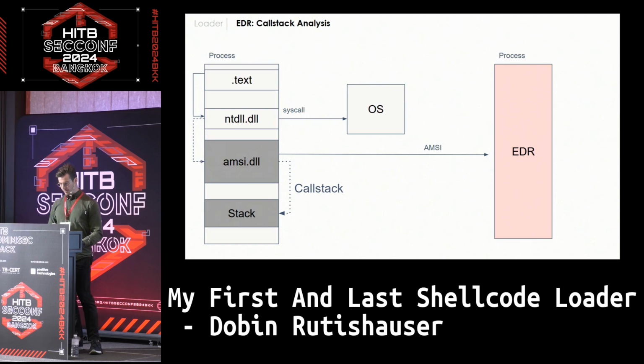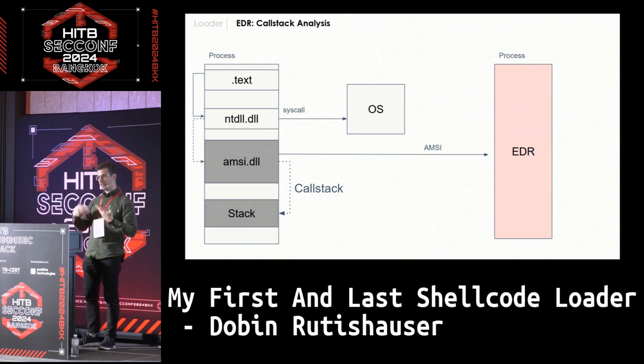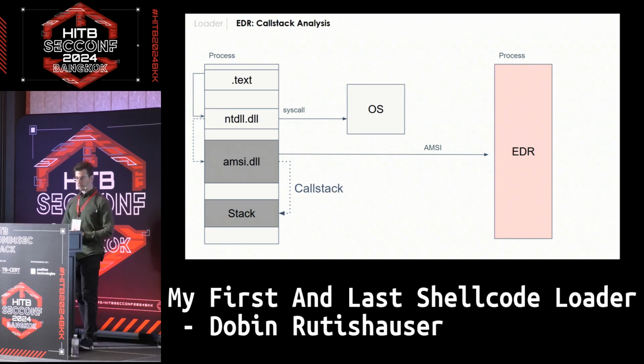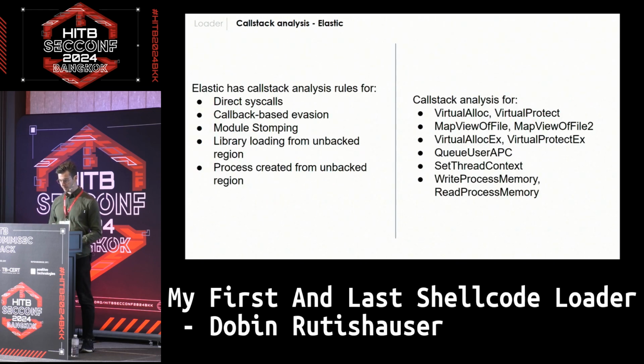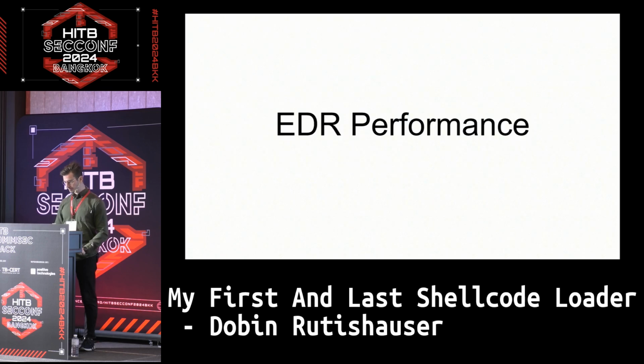So this can, for example, also be done in the hooking approach, as you anyway hook the function call invocation. You can just walk the stack and give this information of the call stack also to the EDR. Elastic is doing a lot of things. It can identify direct syscalls, callback-based evasion, module stomping, and more. And if you think about it, it's clear that this is all possible.